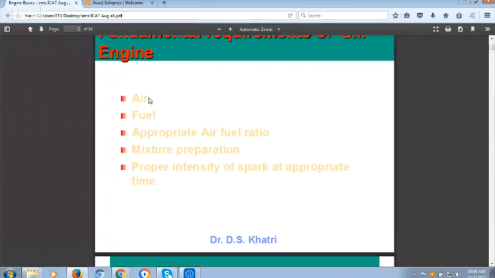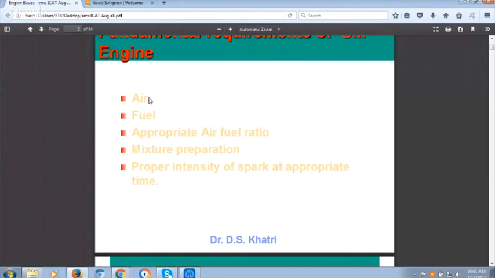Now suppose I have injected 1 gram of fuel. How much air do I need? 14.7. This is chemically correct, calculated based on the equation which I have given you. So we call it stoichiometric air fuel ratio. Actually in the engine it may be slightly more or slightly less. I can provide slightly more, slightly less, or stoichiometric also. That depends upon the engine requirement. But the variation is little, not 50% or like that.